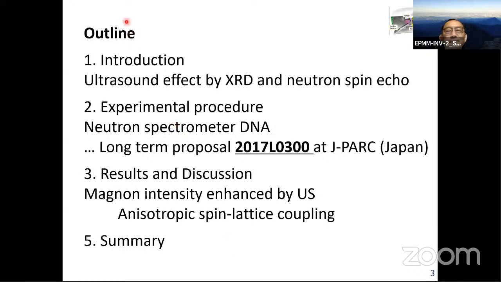Here is the outline of my talk. First, I'd like to introduce ultrasound detected by X-ray diffraction and the neutron spin echo spectroscopy. Then I'll show you the experimental setup at the neutron spectrometer DNA. This research has been carried out as a long-term proposal 2017L300 at J-PARC. Then I'll show you results. We observed magnon intensity enhancement by ultrasound injection, and then found anisotropic spin lattice coupling. Finally, I'll summarize my talk.